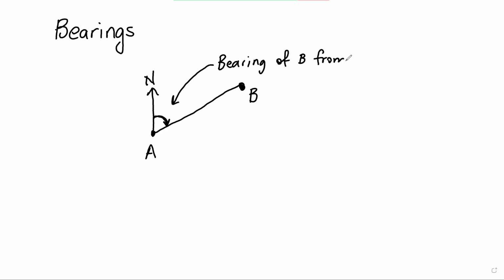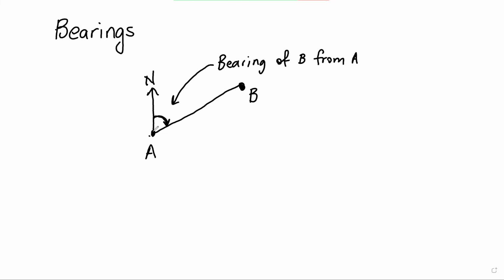from A, right? And there were some very important things. One is that it's always the clockwise angle. And two, it is the angle formed between the north line at your starting point.